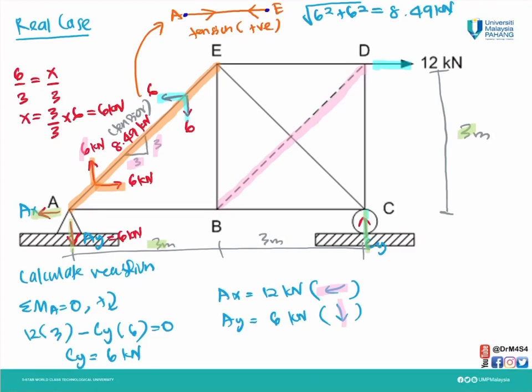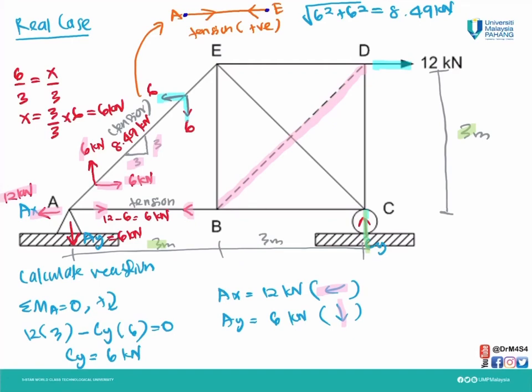Next, we can analyze member AB. We know our AX to the left is 12 kilonewton, to the right with 6 kilonewton. That means the balance in member AB is 12 minus 6, so 6 kilonewton to the right. Near B, the arrow is the other way around, so to the left. Check this symbol, that direction. That means this one is tension with 6 kilonewton.